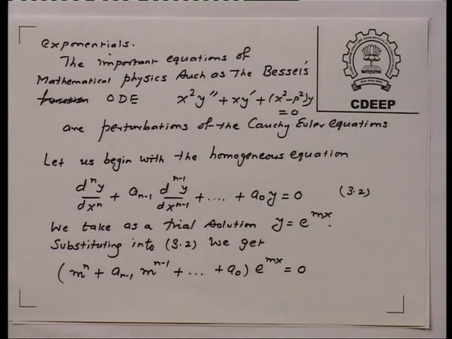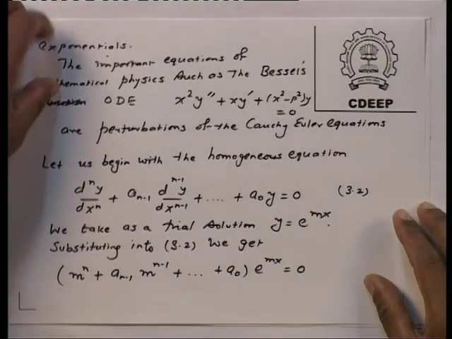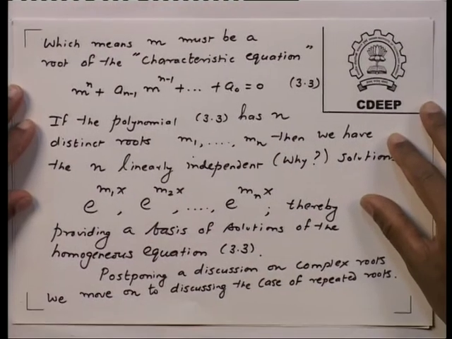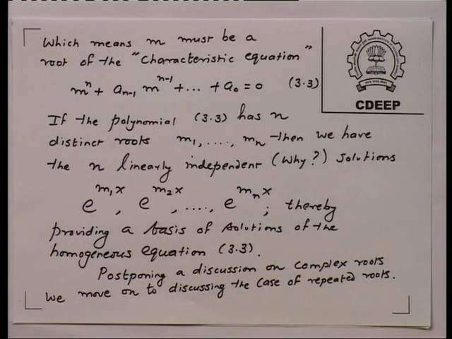So, now what is the next thing to do? The next thing to do would be to look for an m such that that polynomial is 0, correct. e to the power mx is never going to be 0. So, you just factor out the e to the power mx and what do we get? We have to select m so that m is a root of the characteristic equation. That polynomial that you saw in the previous slide is called the characteristic polynomial. That's the standard terminology, and we have the characteristic equation 3.3. So we must select m to be a root of the characteristic equation.